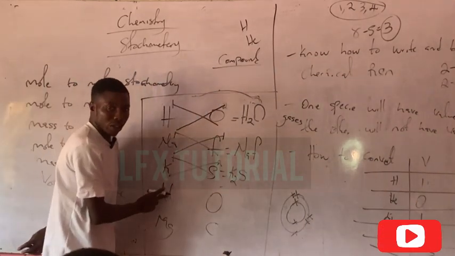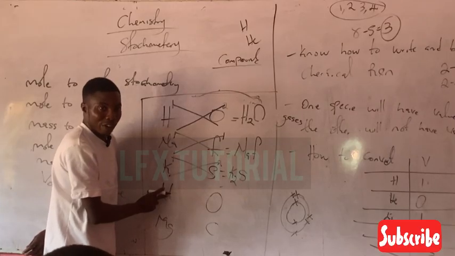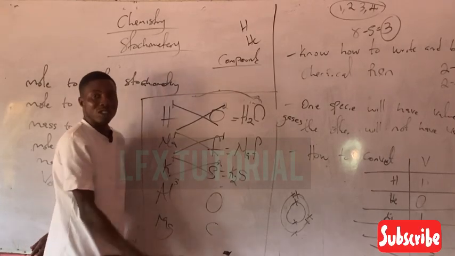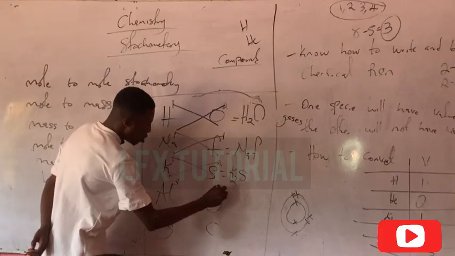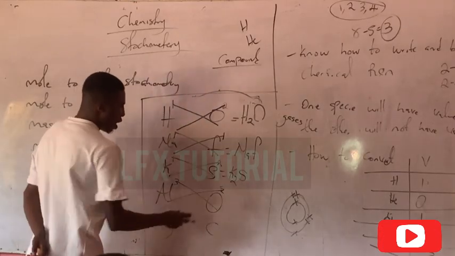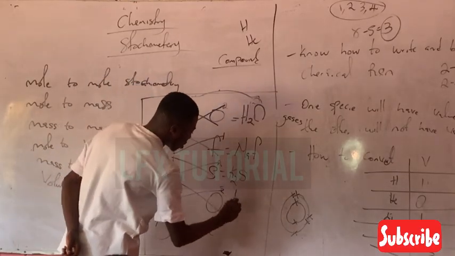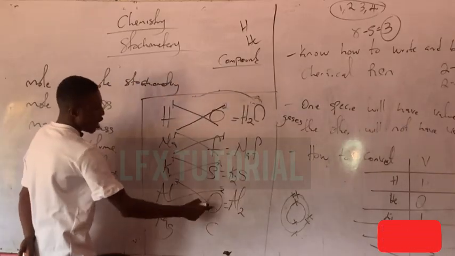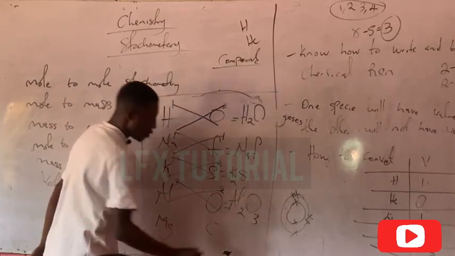Now the next one, aluminium. What's the valency of aluminium? 3. What's the valency of oxygen? 2. Then we cross multiply. 2 times Al will give me Al2. 3 times O will give me O3. Do you understand now?